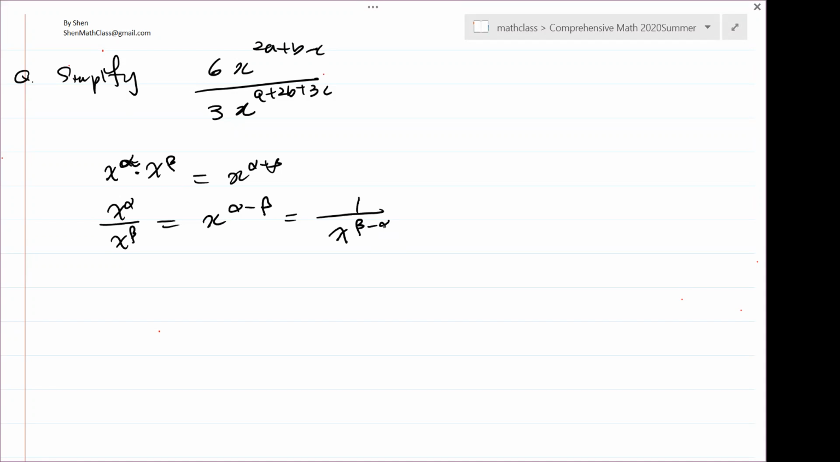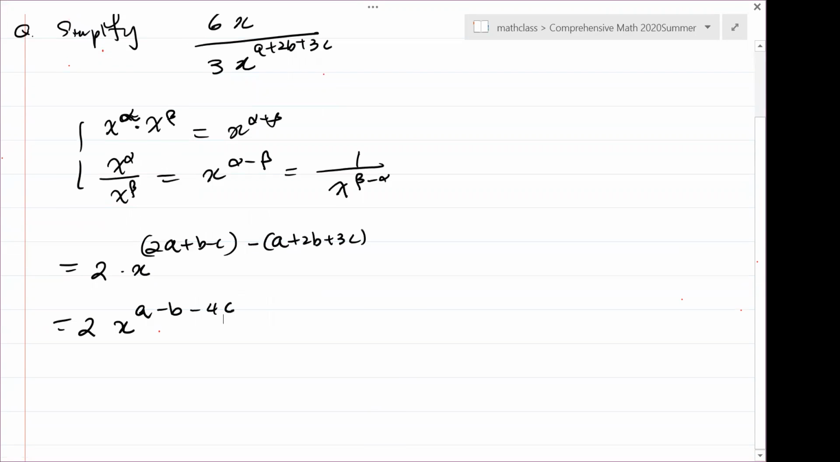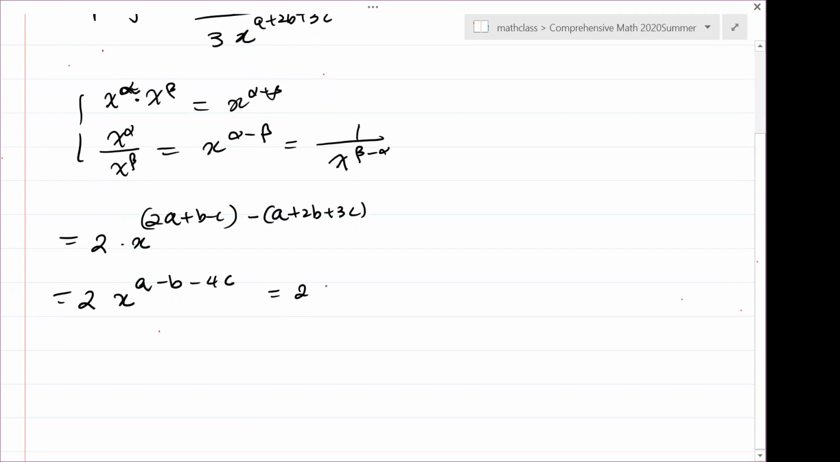All right, so using those formulas, the above expression will be first 6 over, and in the exponent you have 2a plus b minus c minus the power from the denominator. Then you simplify it. So you have 2a minus a is a, b minus 2b is minus b, negative c minus 3c is minus 4c. Now if a, b, c are all positive, you can also express it in a slightly different form.